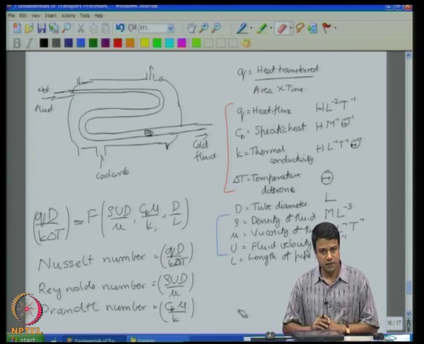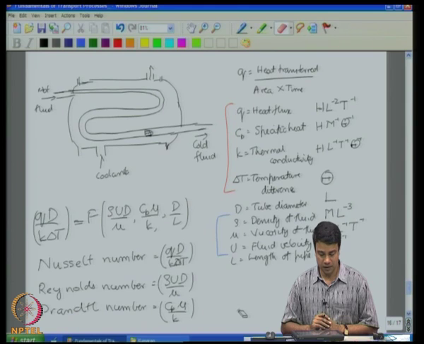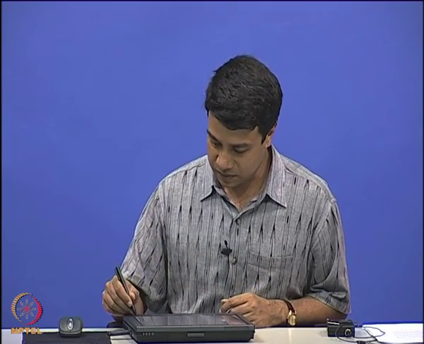Now, beyond this, it is difficult to proceed just based upon dimensional analysis. You cannot further reduce, you have to do experimentation. And experiments have been done, and they produce what are called correlations. Correlations which tell you how the Nusselt number varies with the Reynolds number and the Prandtl number and the aspect ratio.